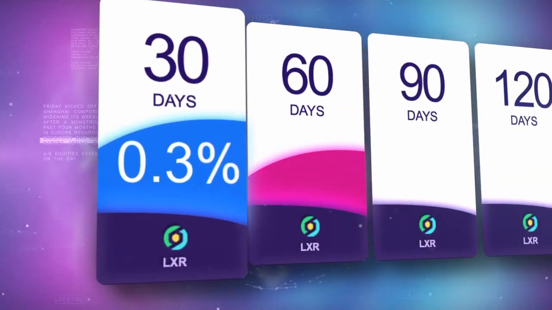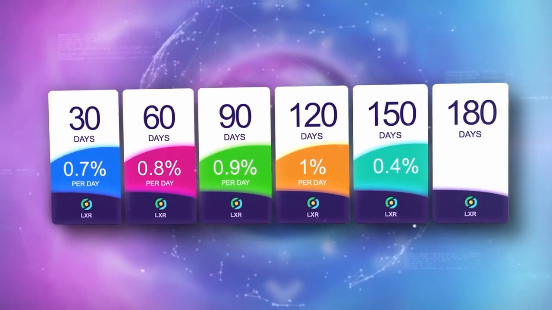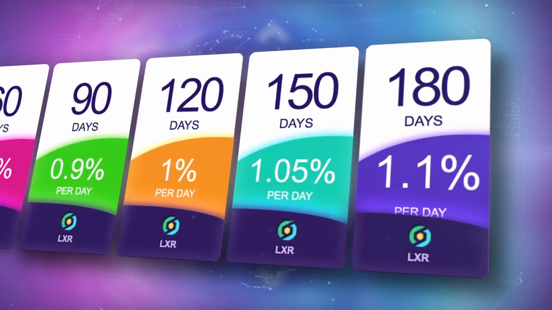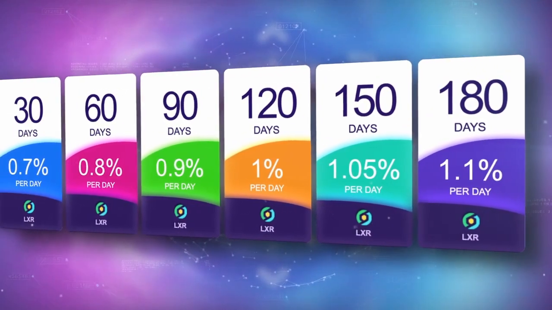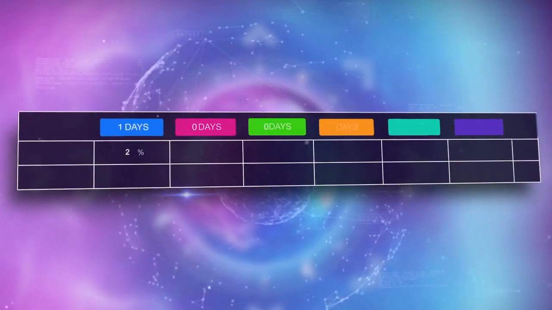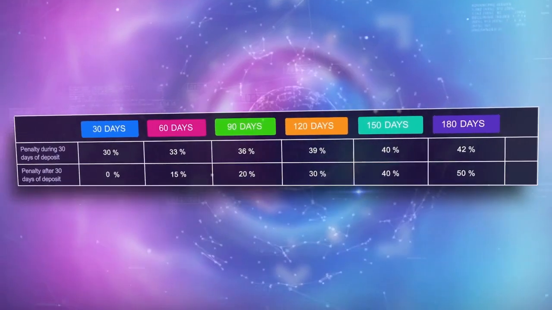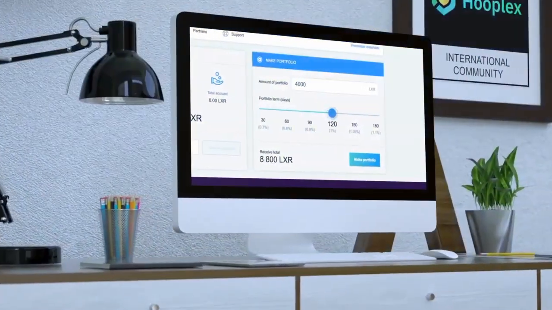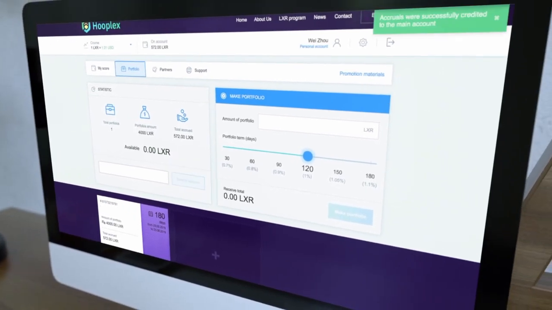The longer your contract is, the more money you will make. You will get 0.7% of the total amount of your deposit a day by choosing the 30-day term, and have 1.1% of everyday profit by choosing the 180-day option. There is also an opportunity to terminate your portfolio prematurely. However, you ought to pay a fee. Get your accruals on a daily basis, which could be converted to any cryptocurrency later.